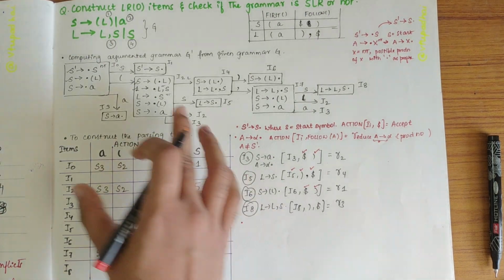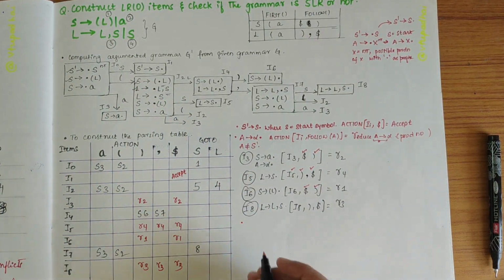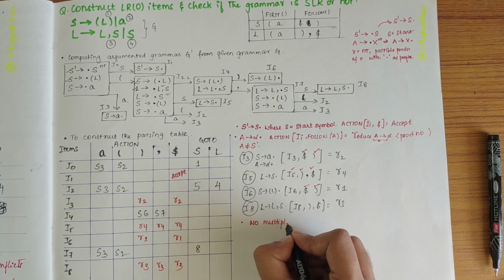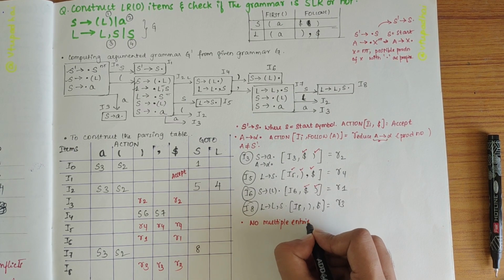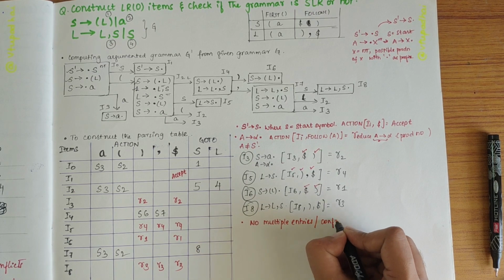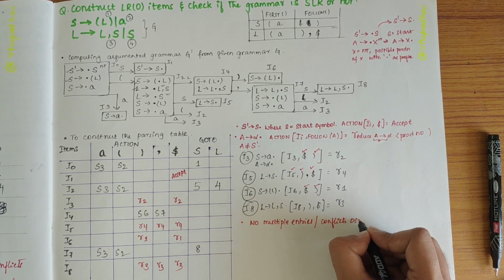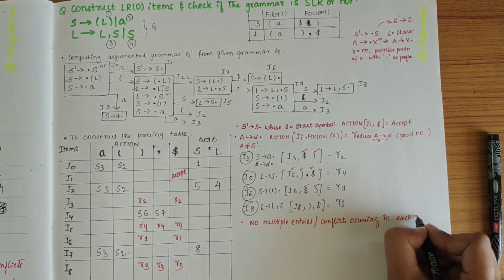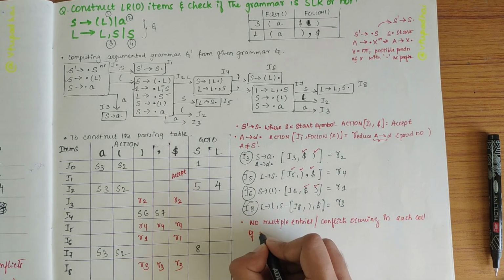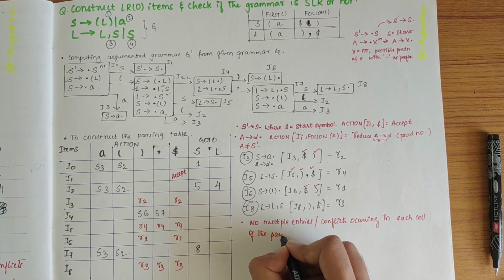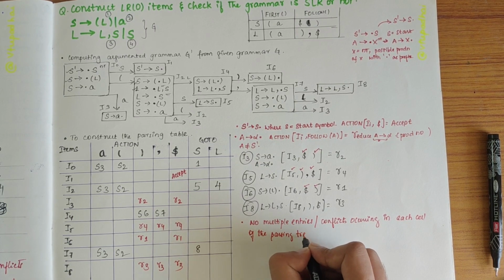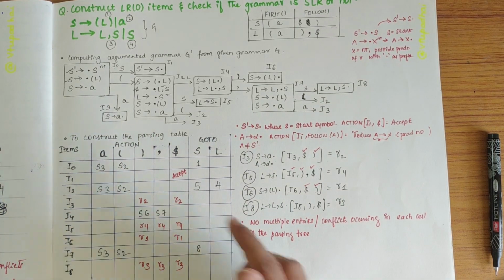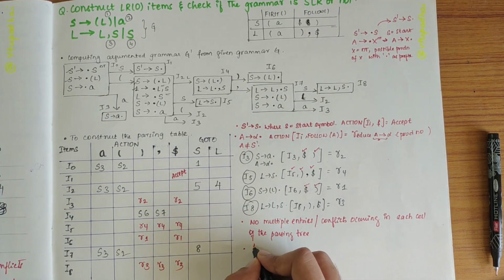So if you check the parsing table, there are no multiple entries. There are no multiple entries or conflicts occurring in each cell of the parsing table. Thus, I can say that the given grammar is said to be SLR.